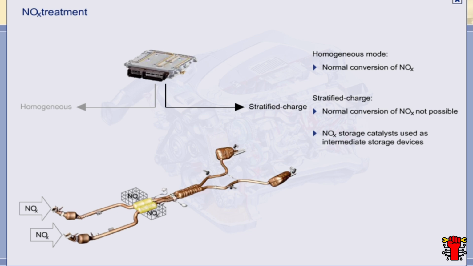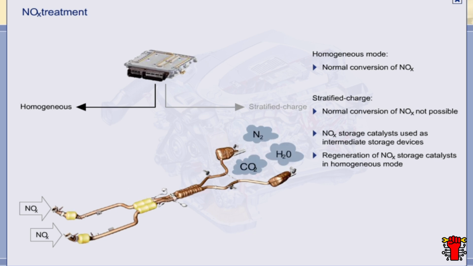However, these stores only have limited absorption capacity. They have to be continually regenerated. To regenerate them, the engine is switched briefly to homogeneous mode. Once the lambda value is less than 1, the stored oxides of nitrogen can be converted as normal.